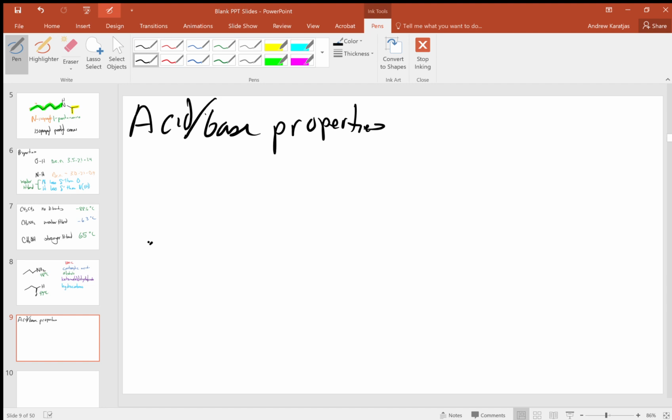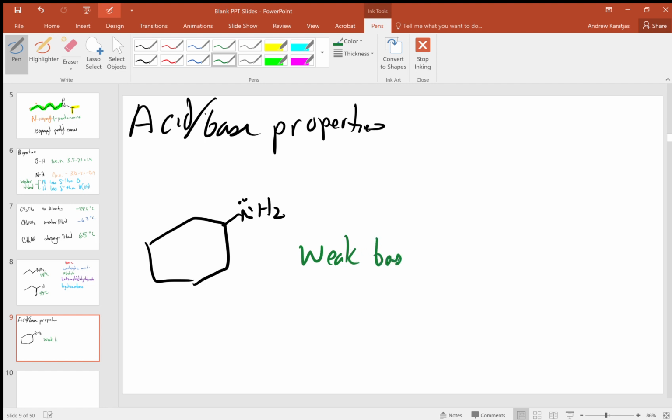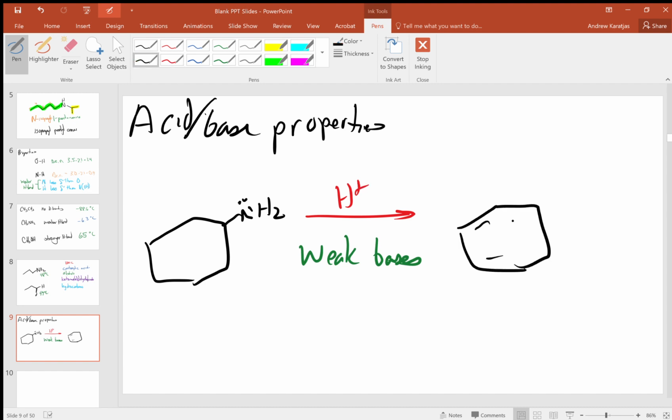So amines, because of that lone pair on nitrogen, are weak bases. And so if you add a strong acid to them, you can protonate that amine to form what's known as an ammonium salt. So an ammonium salt is when we have an amine that has a fourth bond to it and therefore a positive charge.